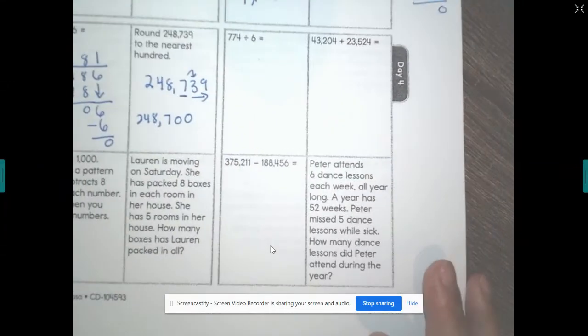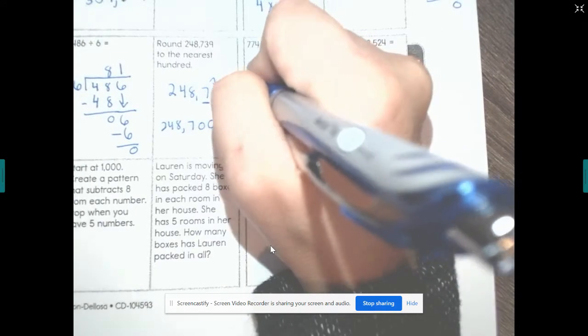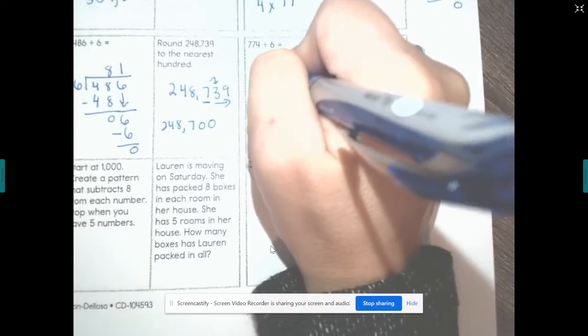All right, day 4 of daily math. So we've got the first problem is a division problem. So I'm going to solve it using the standard algorithm.